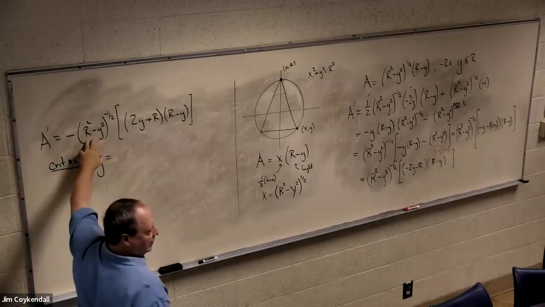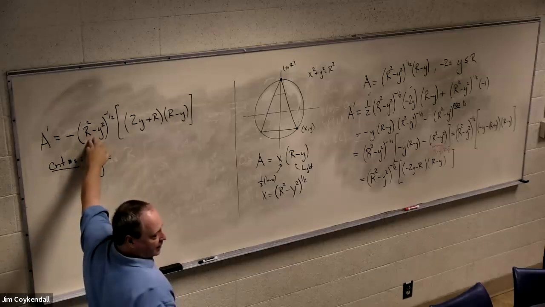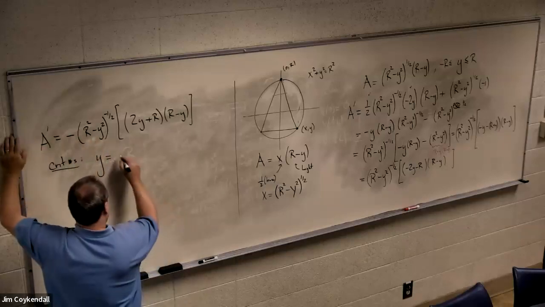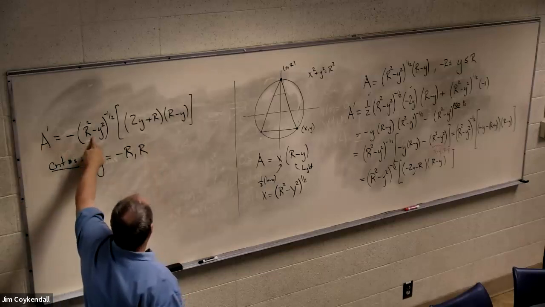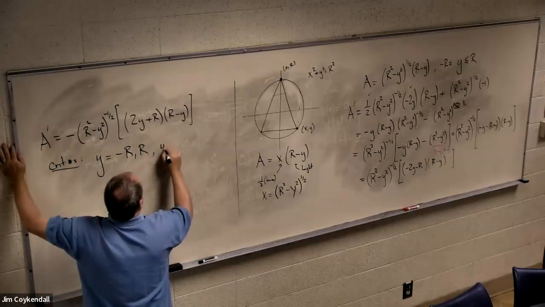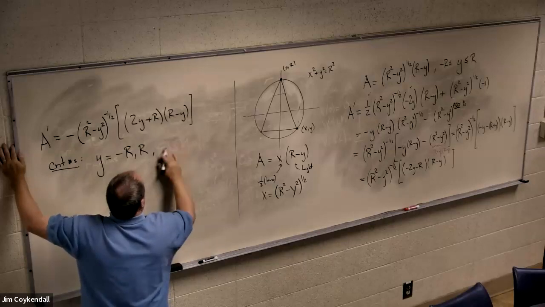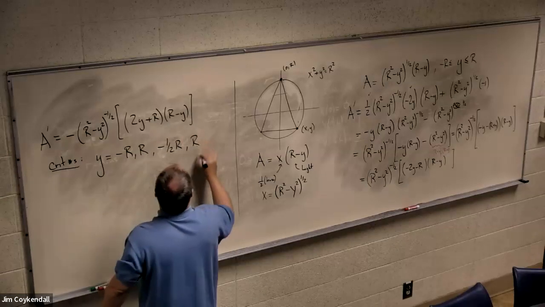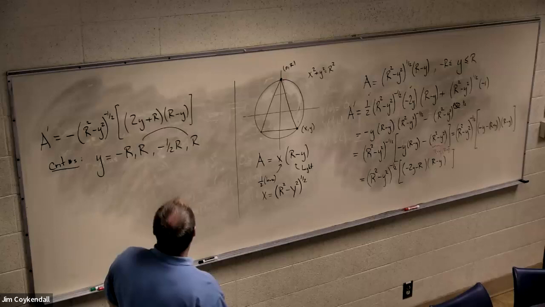Okay, so I'm going to do a little elimination here. The first thing I'm going to do is, let's see, y equals minus r and r make that undefined. This gives me y equals minus 1/2 r. And this gives me y equals r again. So this one's a repeater, and it's an endpoint.